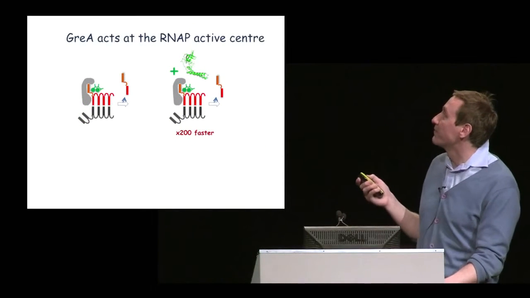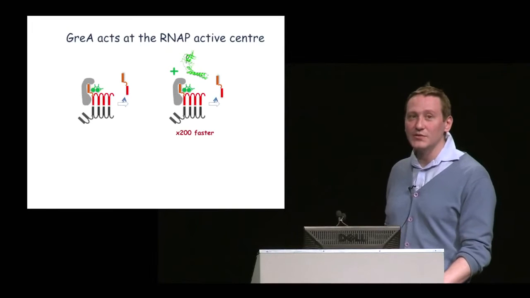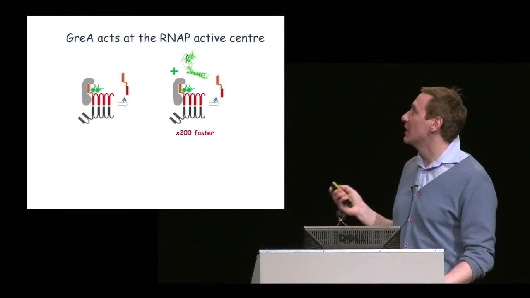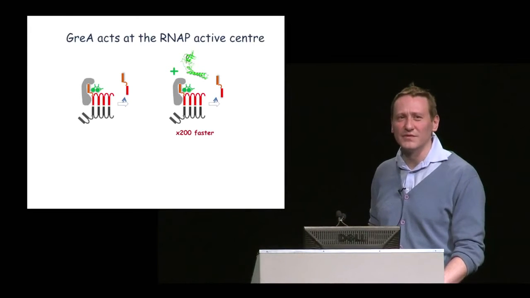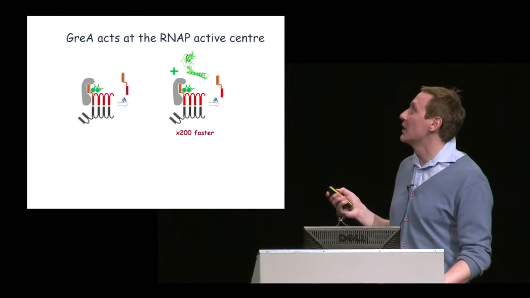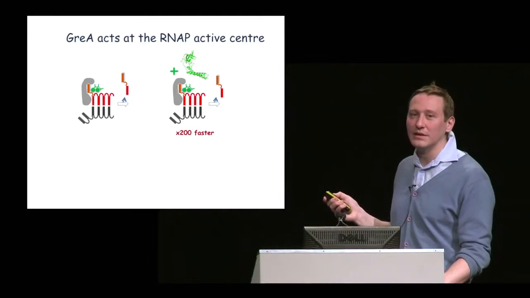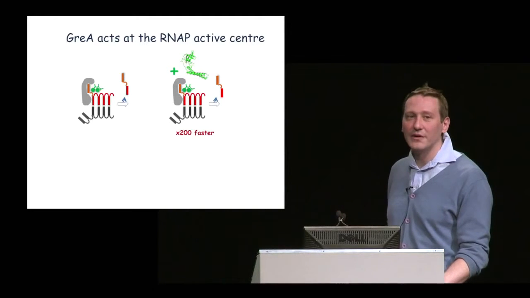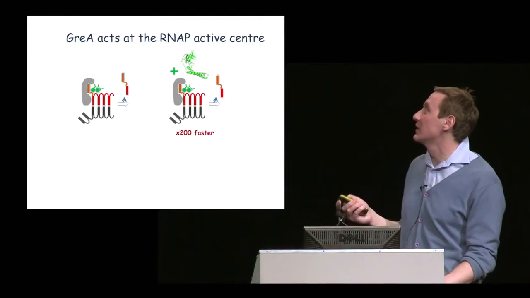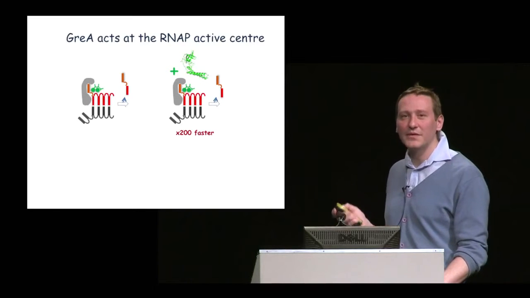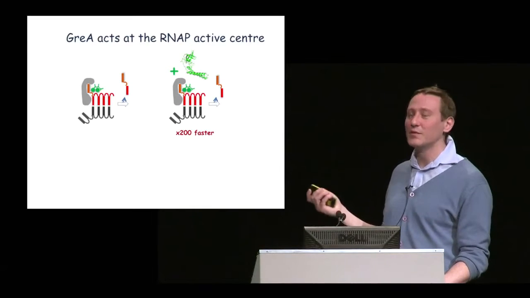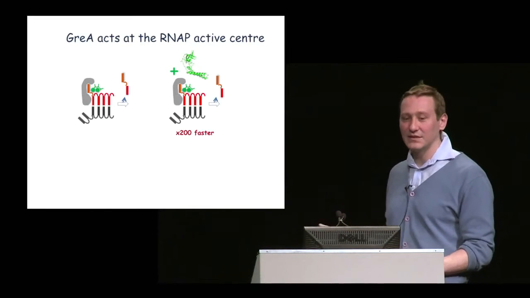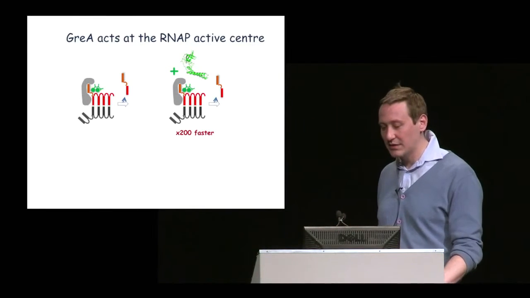If we add GreA to the cleavage reaction in vitro, the reaction is sped up more than two orders of magnitude. And given our findings about the trigger loop and the 3' end of RNA that I just told you about, we were interested in how the GreA factor can collaborate or cooperate with the trigger loop and the 3' end of RNA in the active center to speed up the reaction even further.